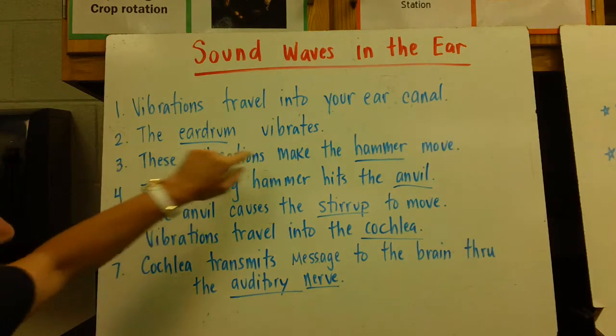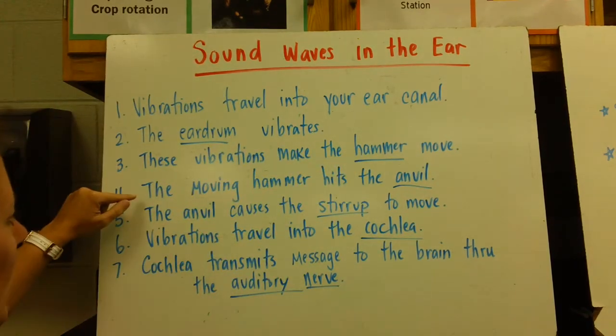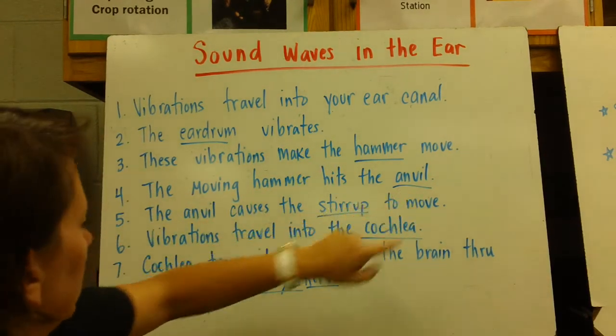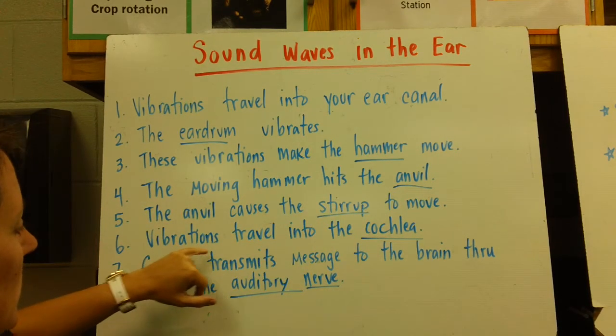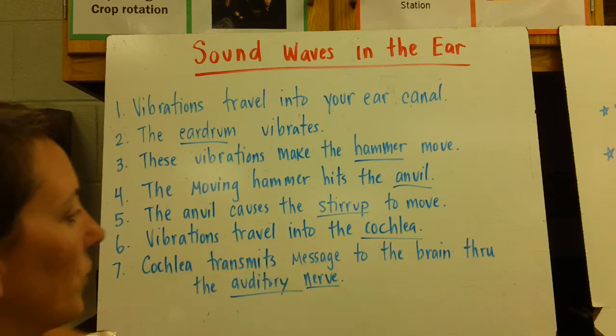Then the vibrations make this hammer move. The moving hammer hits something called the anvil. The anvil causes the stirrup to move. The vibrations then travel into this thing called the cochlea.